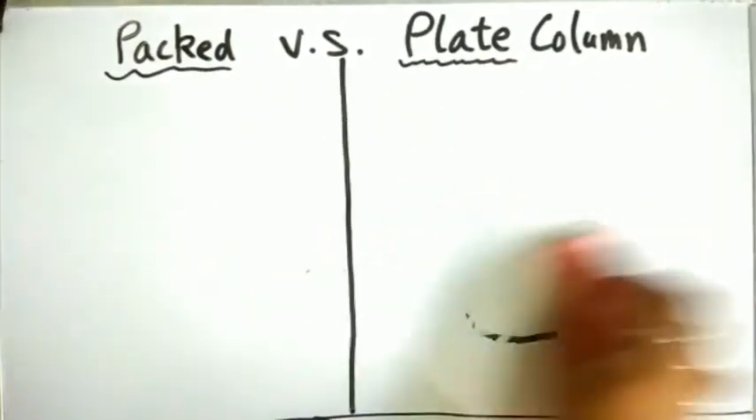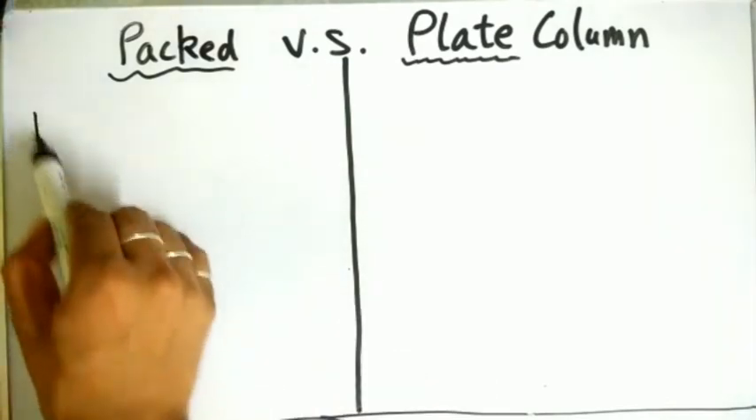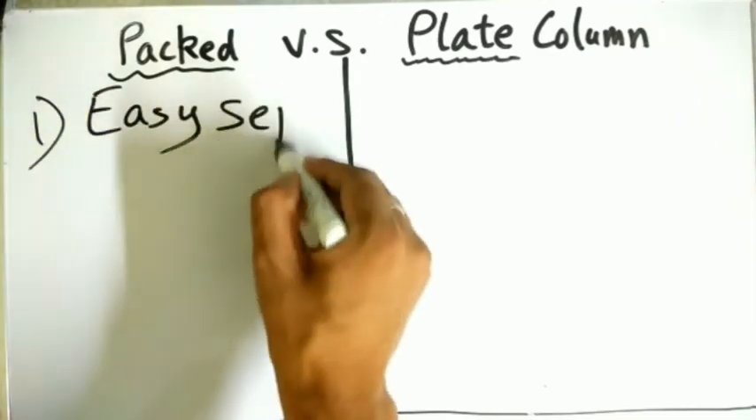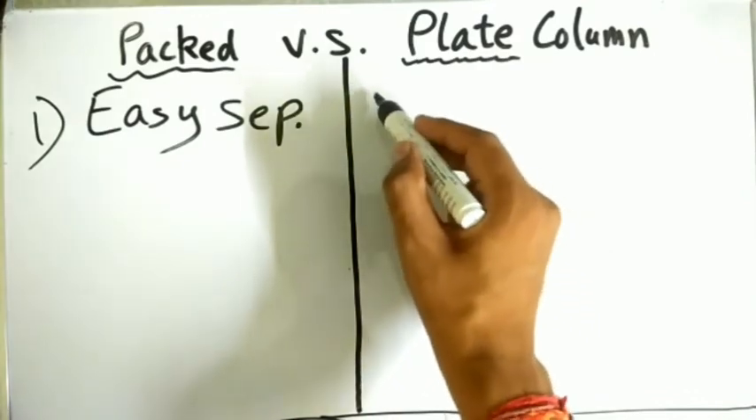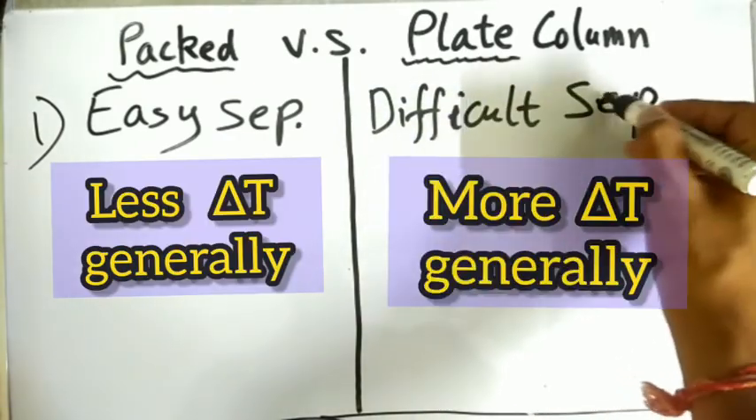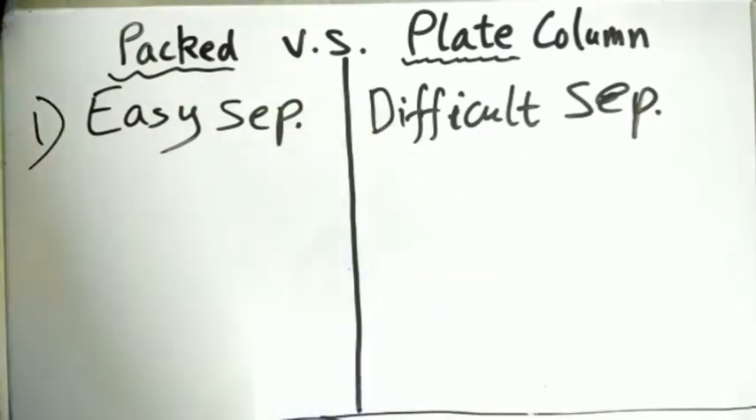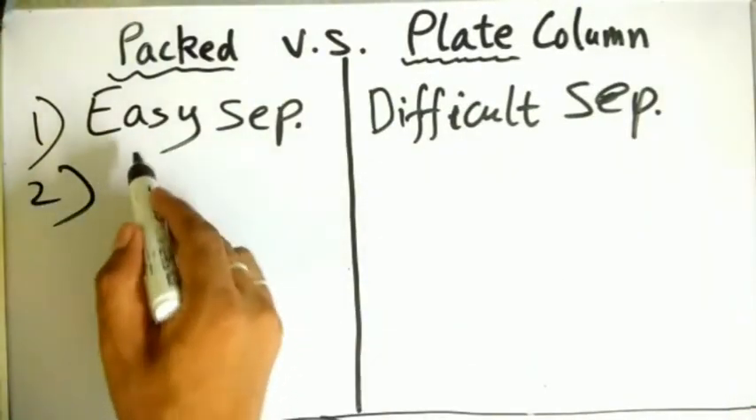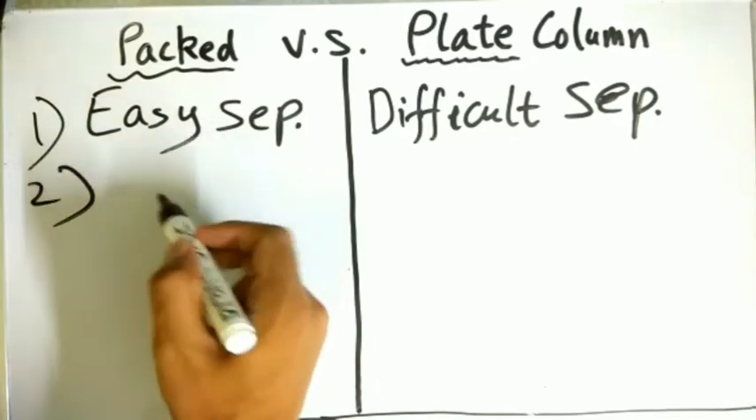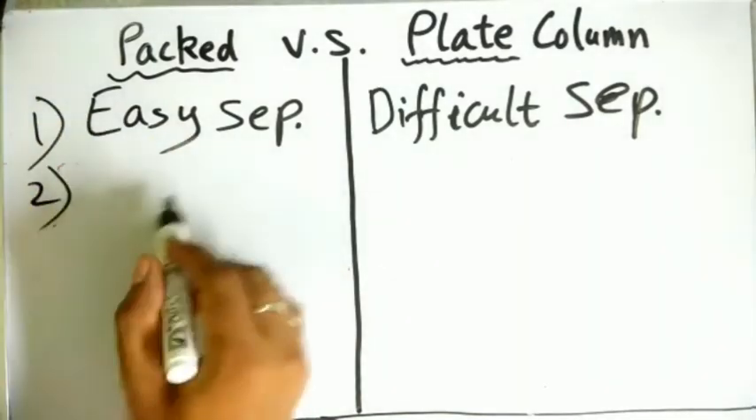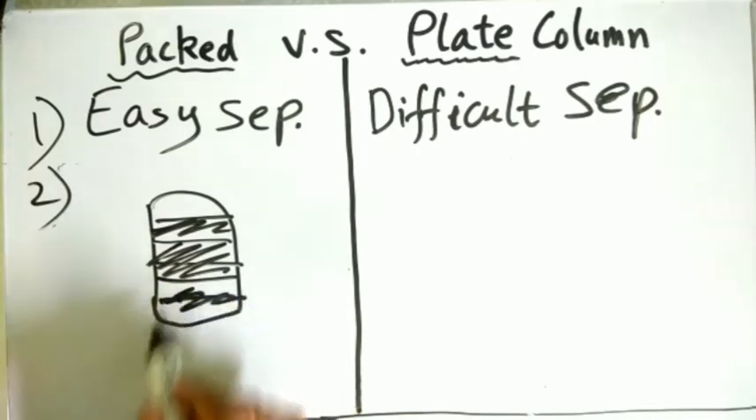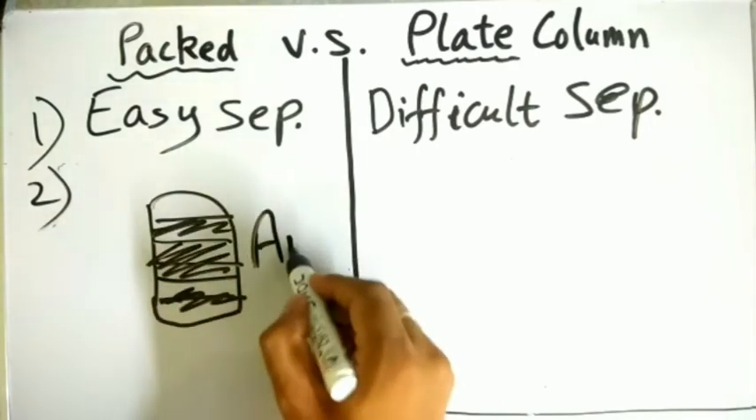The next difference is the main difference. Point number one: packed columns are used when there is easy separation, whereas plate columns are used when there is difficult separation. Why it is for easy separation, we will come to that. As you can see, in the column itself there is packing all over, so the packing has more surface area than the plate.